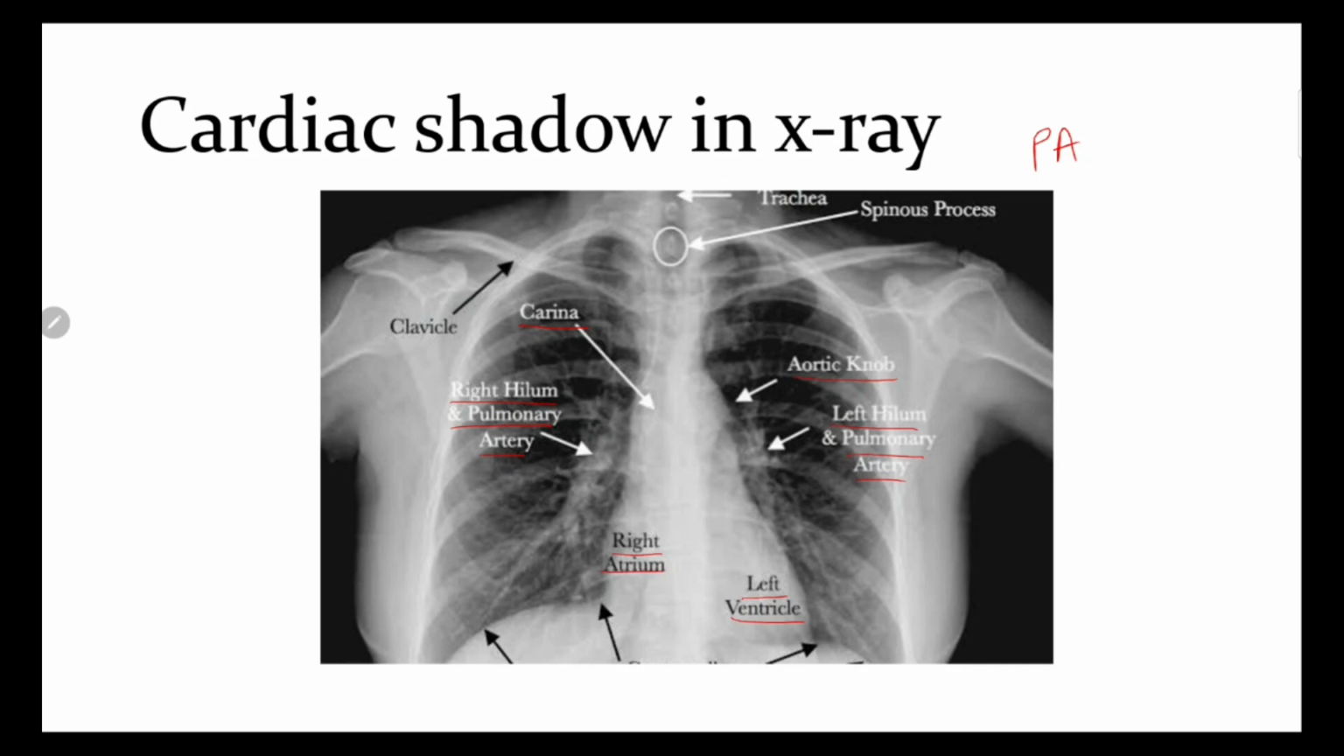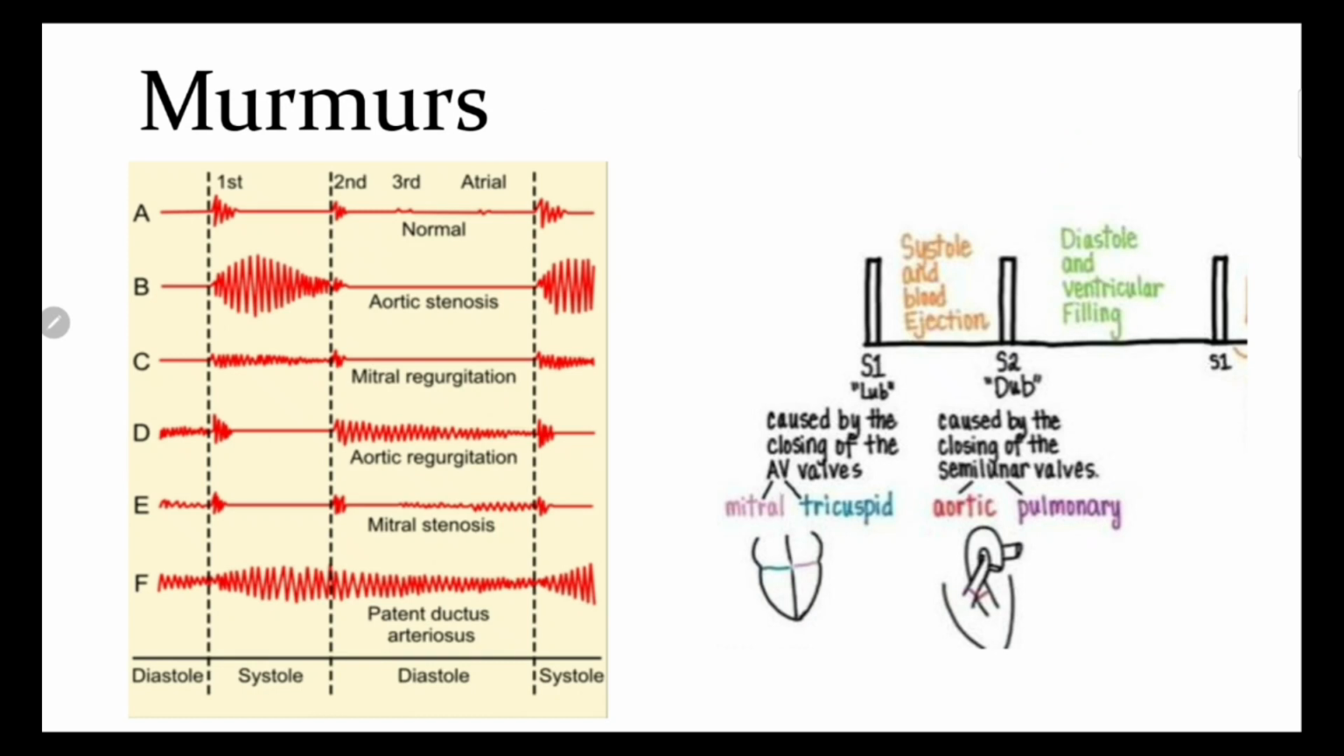So overall we can say the left border of the cardiac shadow from above downward is formed by the aortic arch, pulmonary trunk, left auricle and left ventricle. The right border from above downward is formed by the SVC and right atrium. That's it. Moving on next to murmurs.